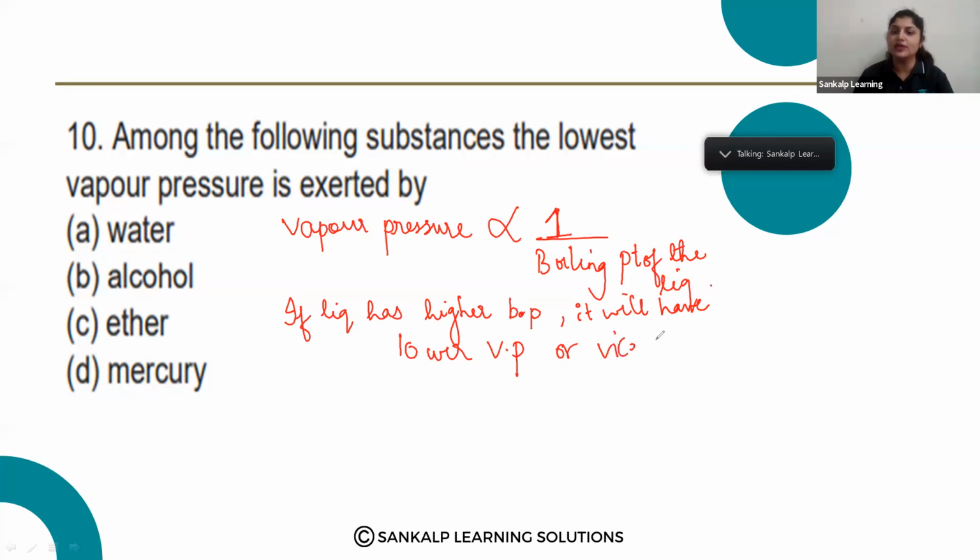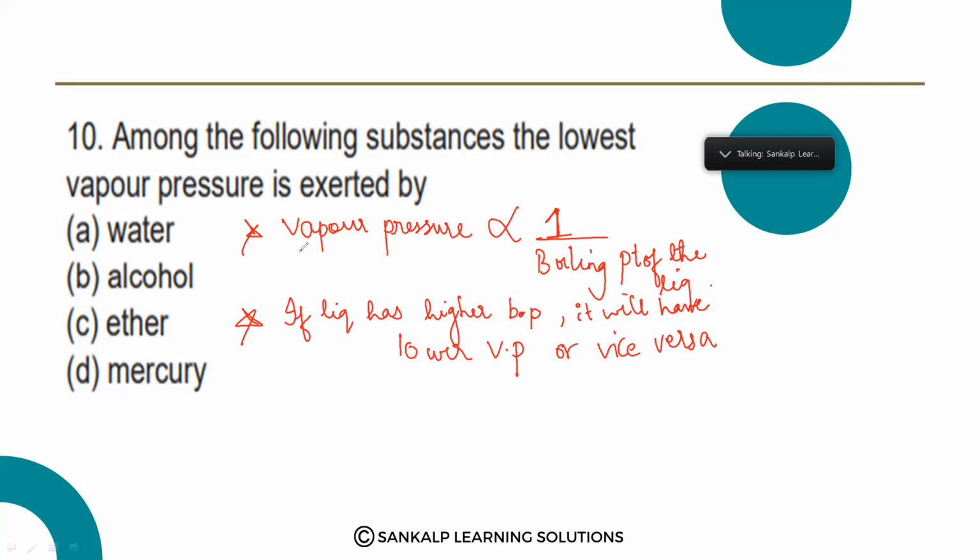And vice versa: if the boiling point is low, then the vapor pressure will be more. So remember this point: vapor pressure is inversely proportional to the boiling point of the liquid. If a liquid has a higher boiling point, then it will have lower vapor pressure, and vice versa.